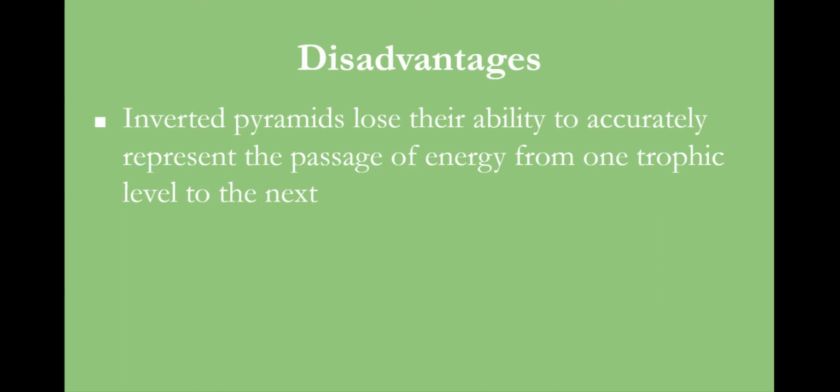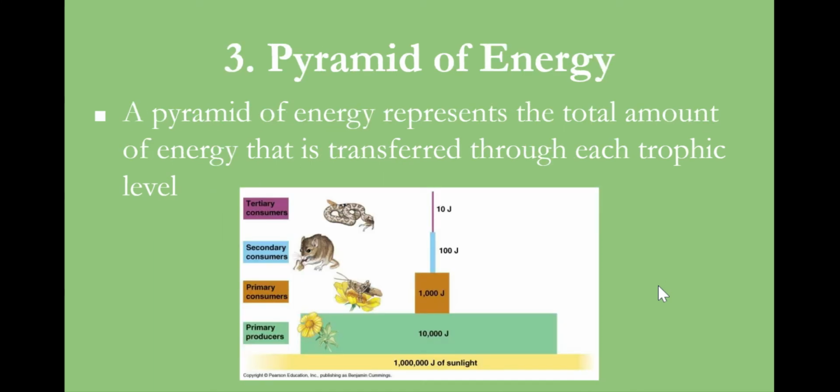Disadvantages: inverted pyramids lose their ability to accurately represent how energy is being transferred from one level to the next. So we see that there's energy being transferred. We know that that's happening typically at that 10% rule, but it's really challenging to see when the pyramids are inverted that that's actually happening.